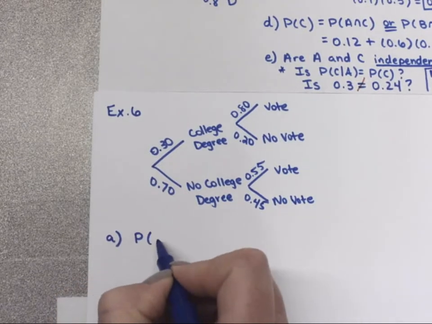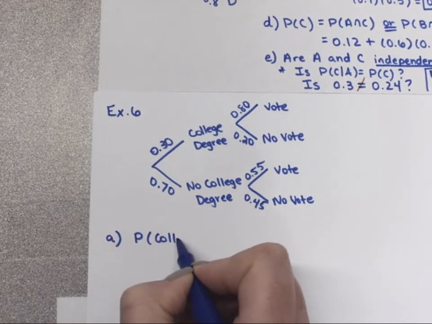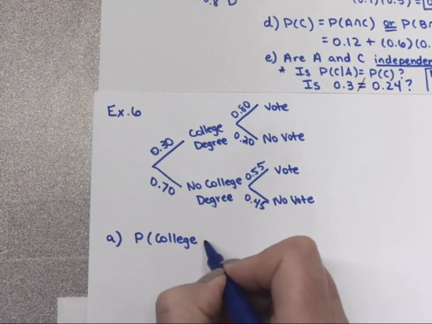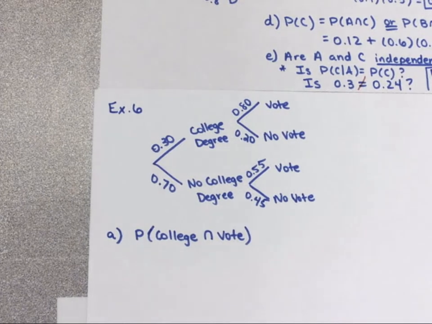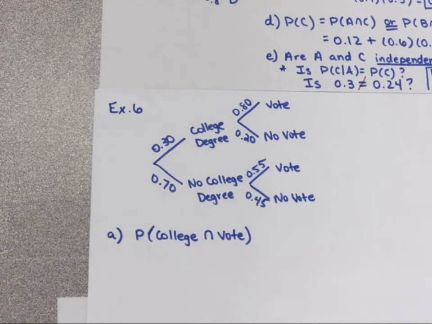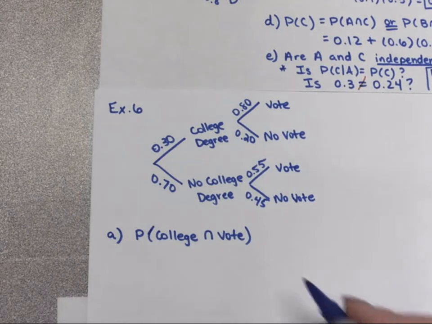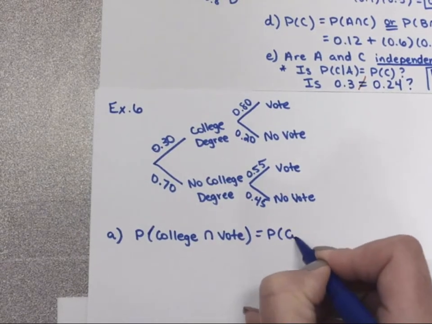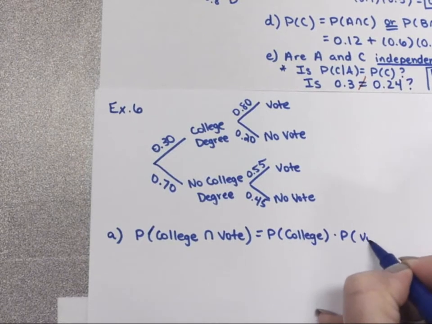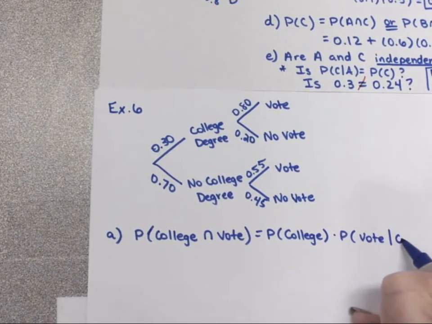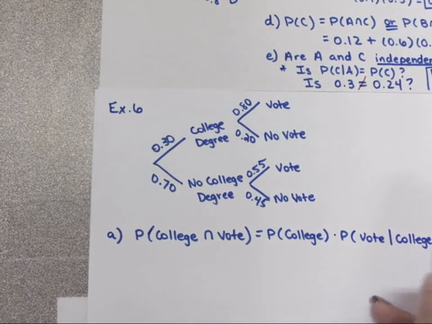So what is the probability of college and vote? I'm shortening that, but I mean college degree. In other words, I'm asking you, what's the chances that you went on the very specific path that I just said, right? So we need the probability of college, and we need to multiply that times the probability that we voted, given that we were already in the college category.